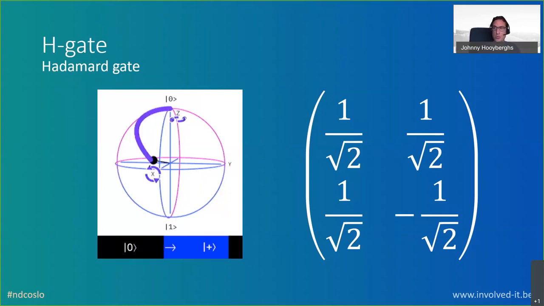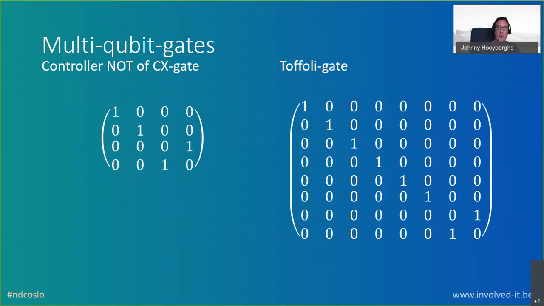Again, the matrix uses the 1 over square root of 2 values, because if you use those values, you have a half plus a half equals 1. Then there's also gates for multiple qubits. So there's a controlled NOT gate, which actually means that you need two qubits. So basically, if one qubit is 1, the other qubit will be flipped. If your control qubit is 0, your other qubit will not be flipped. This is the matrix you need for that.